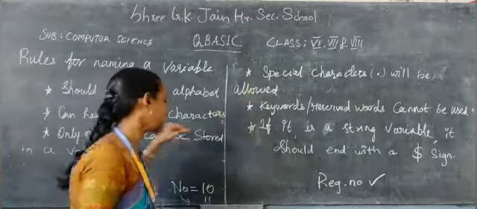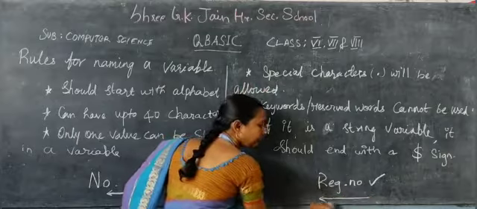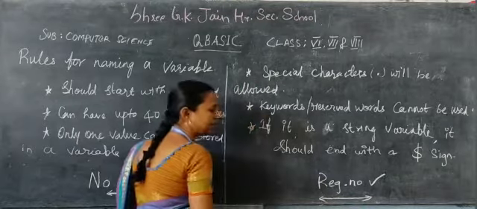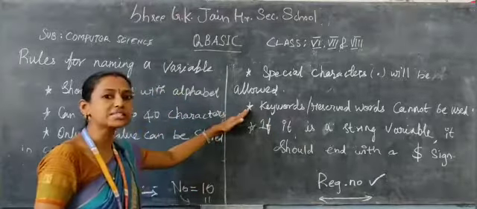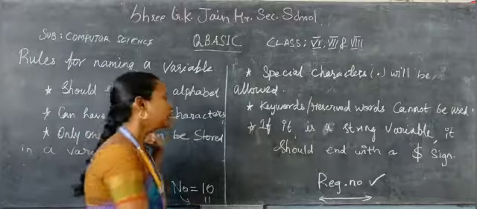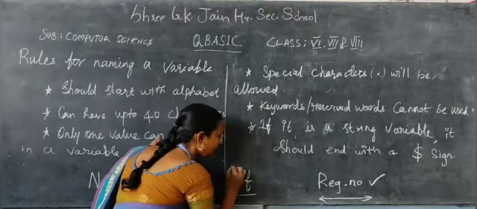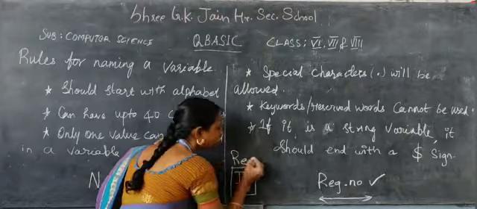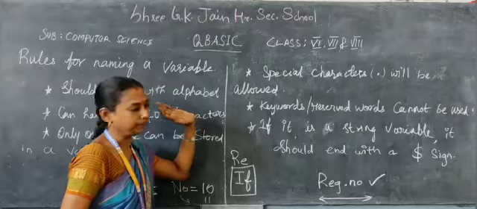Next, special characters. You can use the dot in the variable name. But any other special characters or reserved words cannot be used as a variable name. For example, we have seen if as a reserved word. So this reserved word cannot be used as a variable name.